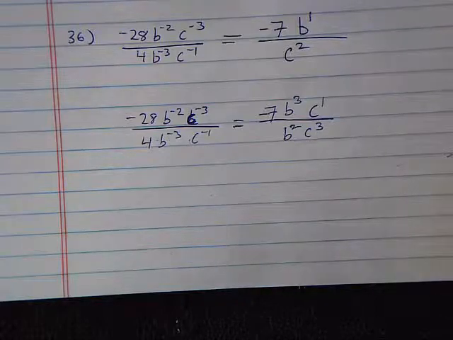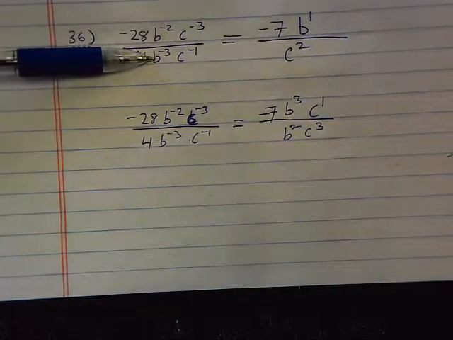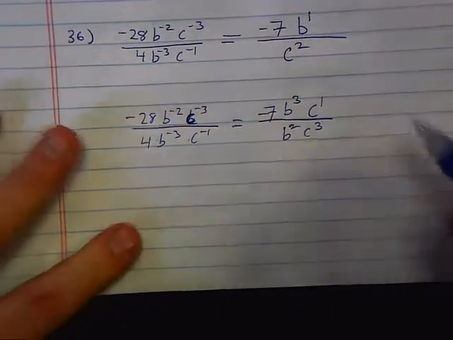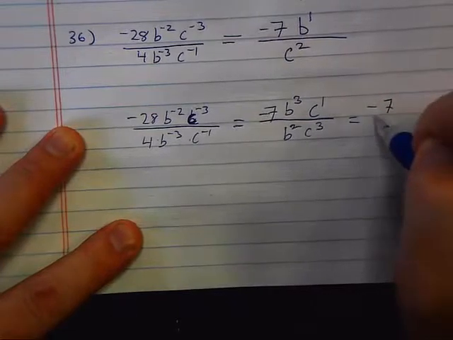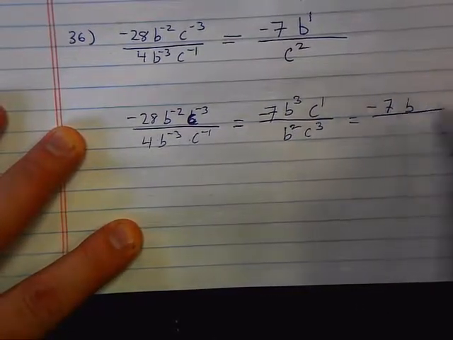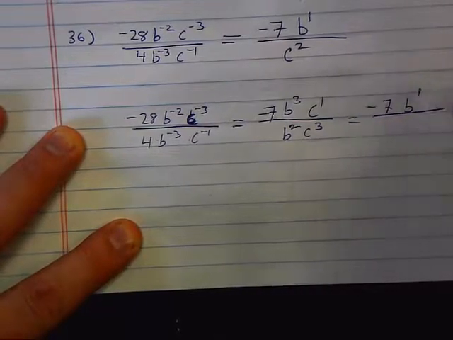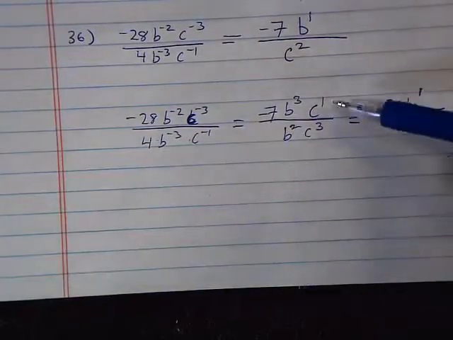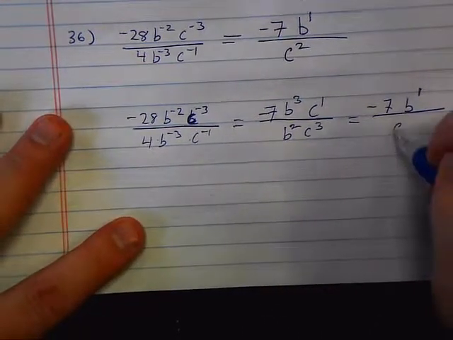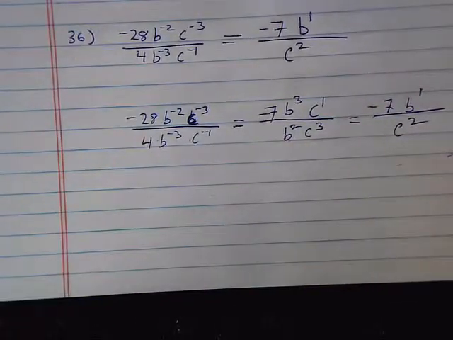Like I said, I saw a lot of people do negative 2 minus negative 3 and got an answer of 5. That's not correct. All right, so we're going to have the negative 7. 3 minus 2 is 1. So b to the 1. Again, I can write the 1 but I don't have to. And then the c's, 1 minus 3. Negative 2, since it turned out to be negative, we dump it to the bottom. C squared.